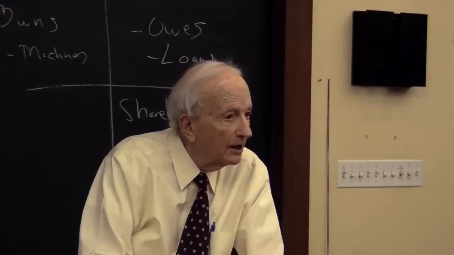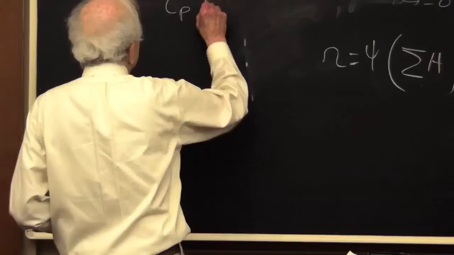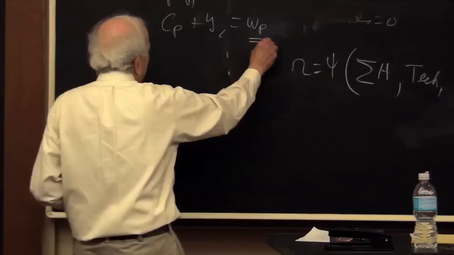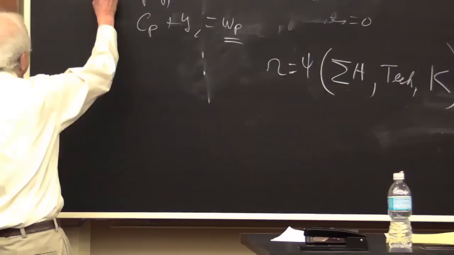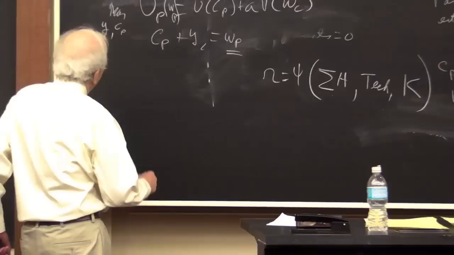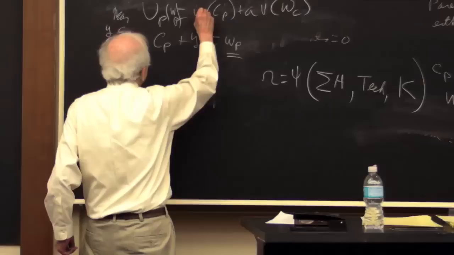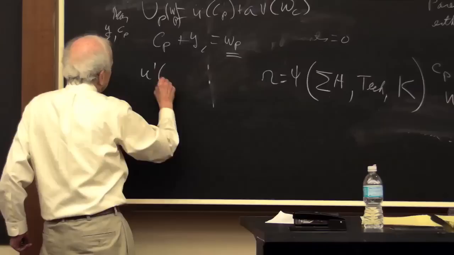We maximize this, subject to the budget constraint that we have over there. Parents take W of P as given, right? So we have two variables to maximize over: C of P and Y of C. And so what do we get? This is a little u, u prime, of the parent.